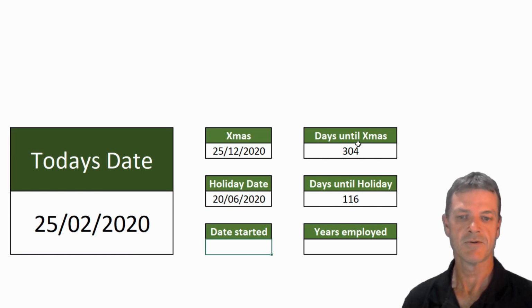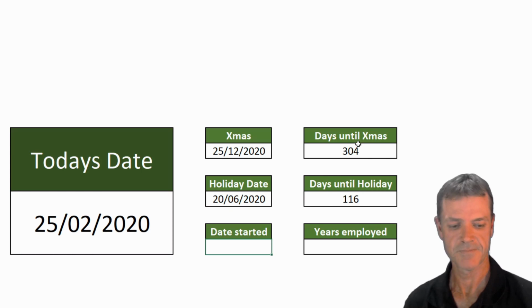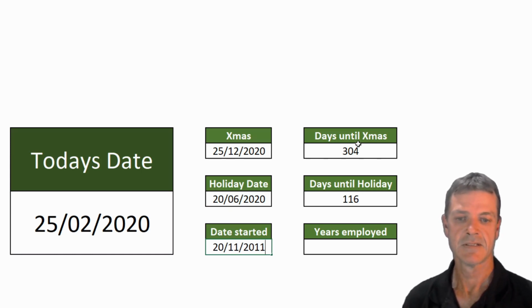Going the opposite way, you might have a list of employees and you want to keep track of how many years they've been employed in your business. So for an individual, you could put in, they started on the 20th of November of 2011. Note I'm putting the year on because it's not this year. Enter that.